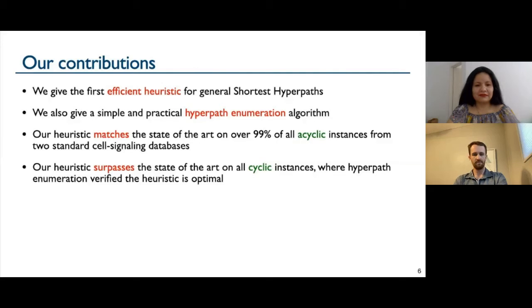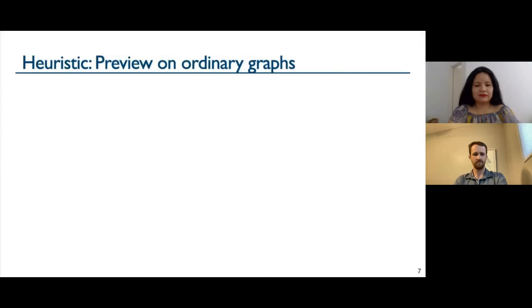To preview our shortest hyperpath heuristic, I will start by introducing Dijkstra's shortest path algorithm for ordinary graphs, which will then be contrasted to our heuristic, which proceeds in a similar manner but with a few key differences.